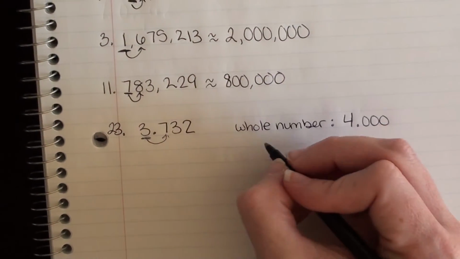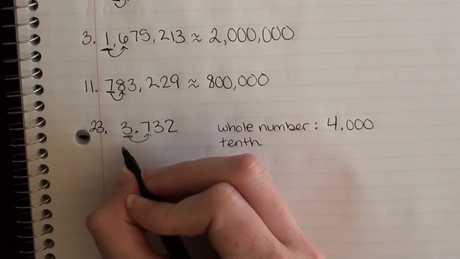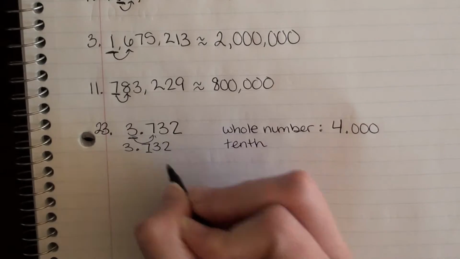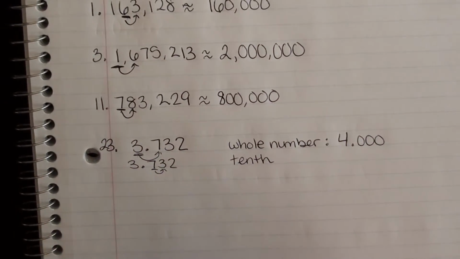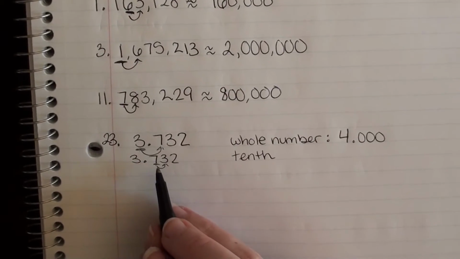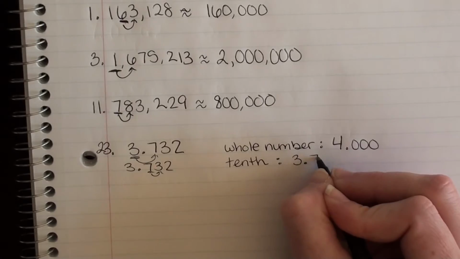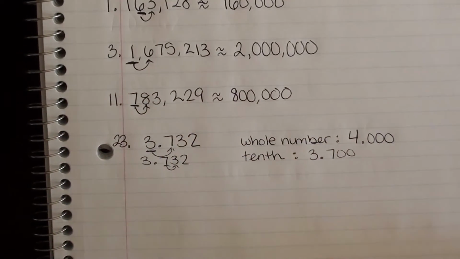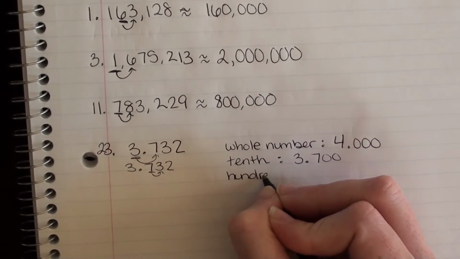Okay? And then the nearest tenth, I'm going to rewrite the number. Underline my tenths place. I'm going to look next door. Is this 5 or more? No, it is not. So the 7 is left alone. So my answer becomes 3.7. If you would like to put the zeros, you may. Okay? And then the hundredth place.